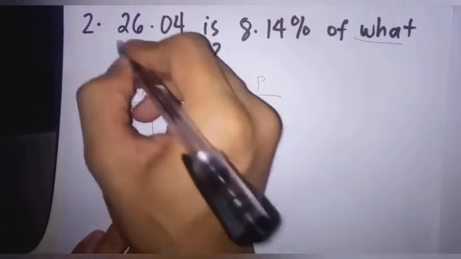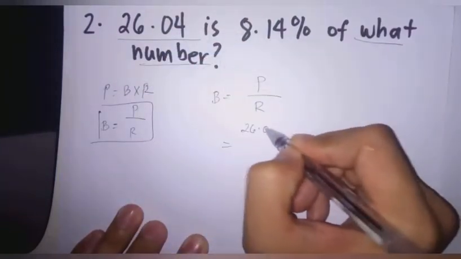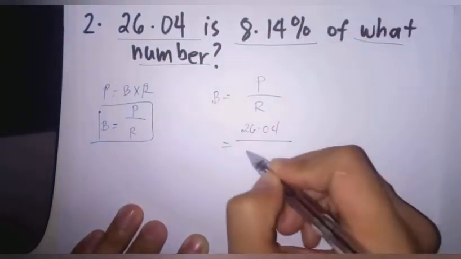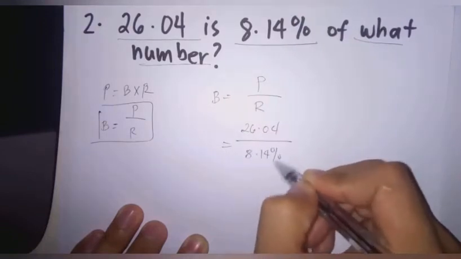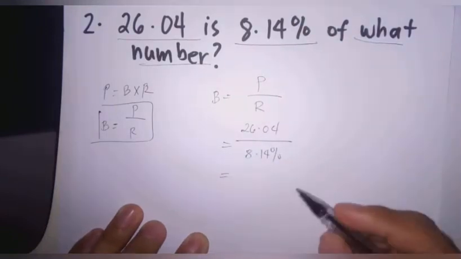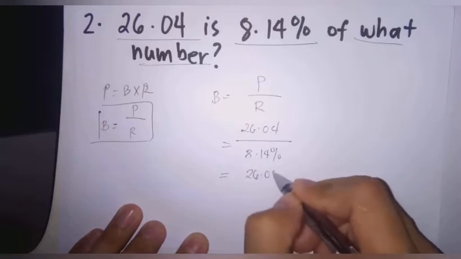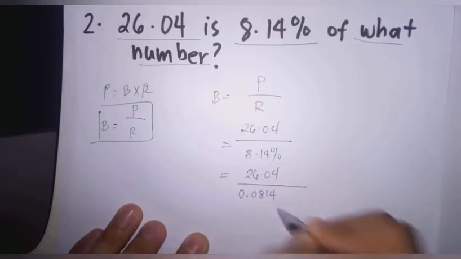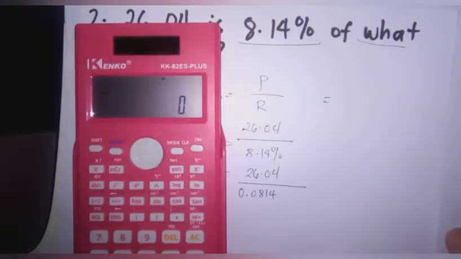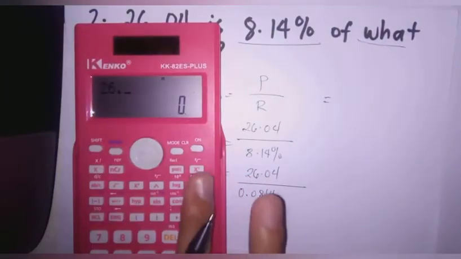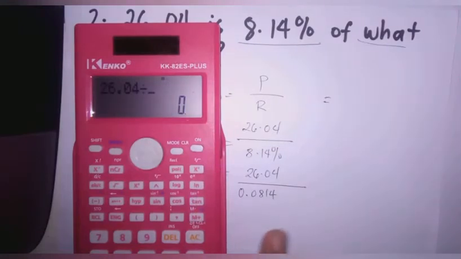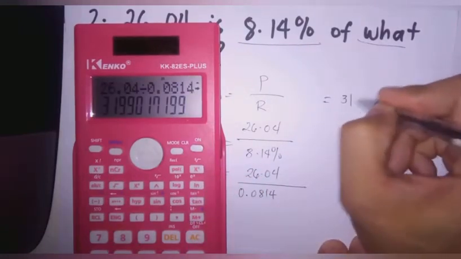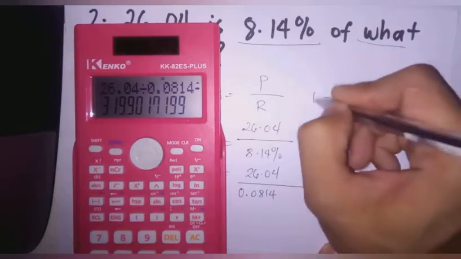Let's say the percentage is 26.04 and the rate is 8.14%. Siyempre, hindi po tayo pwedeng mag-operate ng naka-percent sign, so we need to convert it into decimal point. That is 0.0814. Let us divide 26.04 divided by 0.0814. That is 319.90. This is our answer.